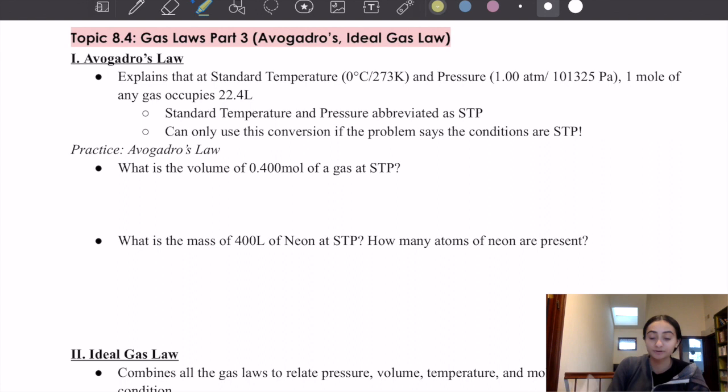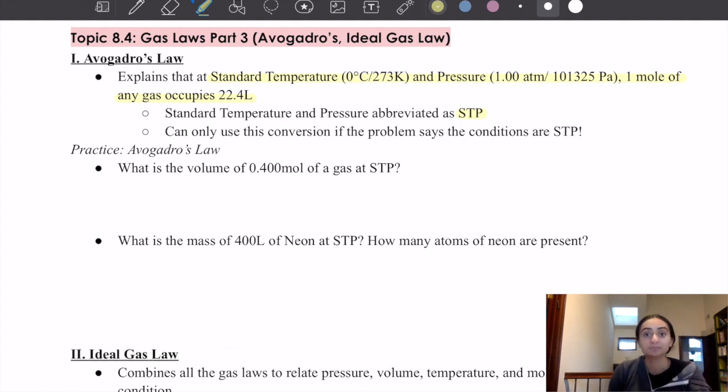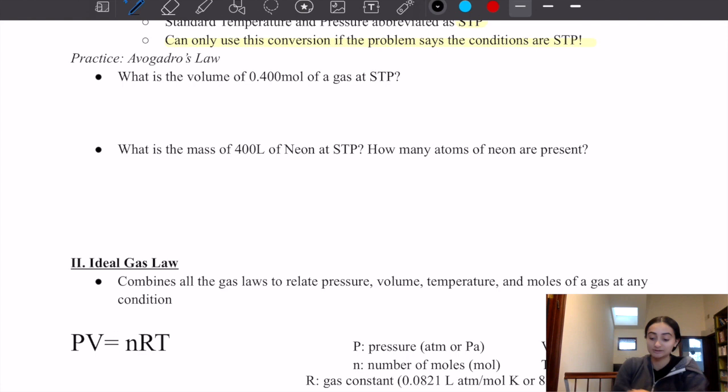Okay, so today I'm first going to be talking about Avogadro's law, which just says that at a standard temperature and pressure, 1 mole of any gas will occupy 22.4 liters of volume. And standard temperature and pressure are abbreviated as STP. The really important thing with this law is that you make sure to only use this conversion of 1 mole equals 22.4 liters when the problem explicitly says that the conditions are STP. Otherwise, your conversion is wrong because this law only applies to specific conditions, which is 0 degrees Celsius and 1 atmosphere. So let's do some example problems.